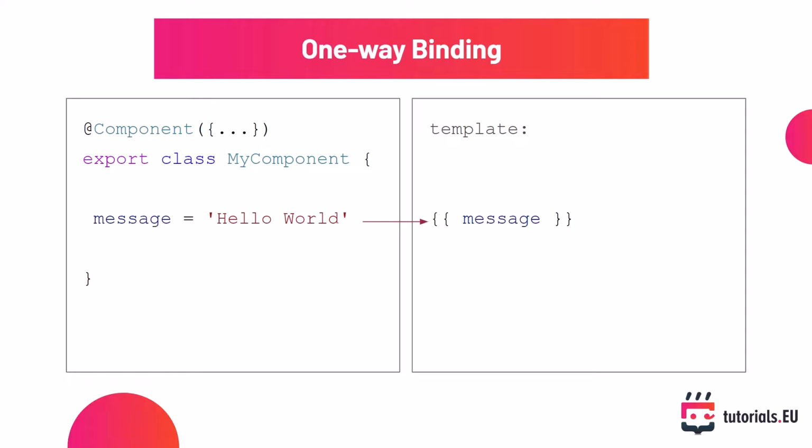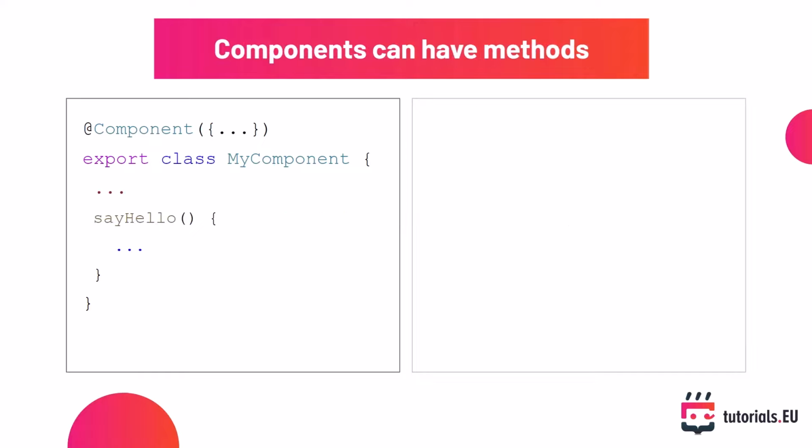The one-way binding. You learned to bind a field of a component class to the template. You can see that right here on the left side, we got the component and the field. And on the right side, we got the HTML template, where we simply use the double curly braces to bind the property and then display the value, right? Okay, so components can also have methods like other classes.